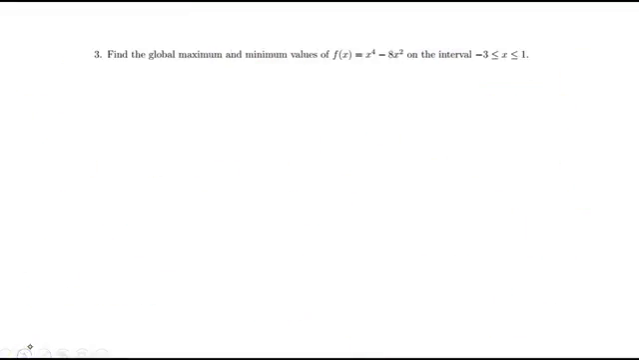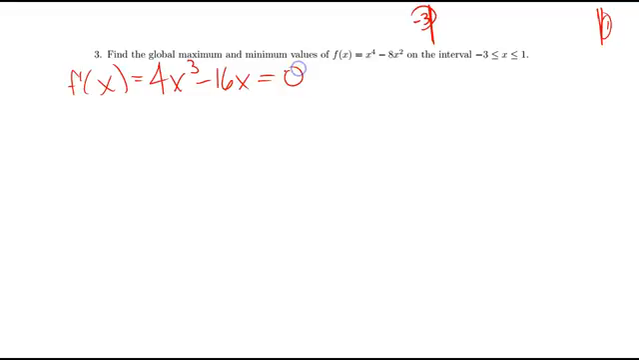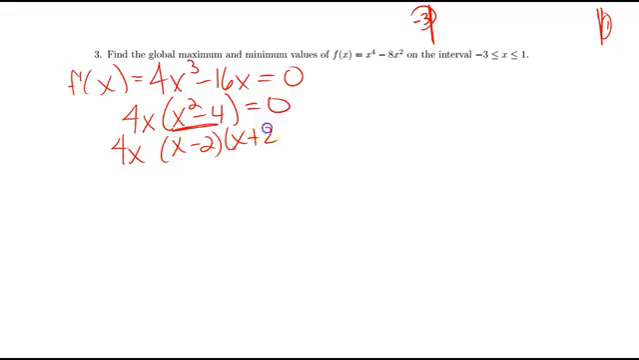Okay? All right. Again, find the global max and min. Now we're on an interval from -3 up to 1, right? So take the first derivative, which is 4x to the third minus 16x. Set it equal to 0. Well, I'm able to factor out a 4x, which leaves me x squared minus 4. Guess what? Again, we have difference of perfect squares, x minus 2, x plus 2. So x equals 0, x equals 2, or x equals -2.